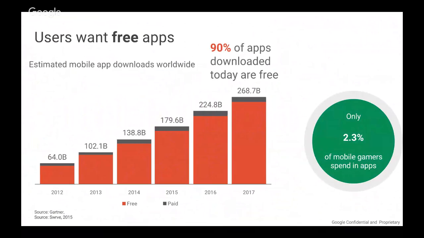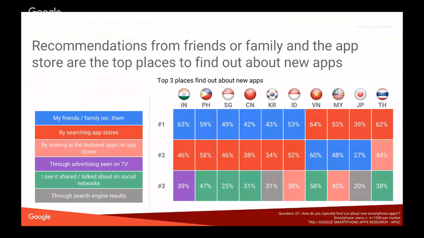And what about users? Users want free apps. 90% of the apps downloaded from the App Store today are free. And only 2.3% of all mobile gamers want to spend money in apps. So how are people finding your apps? Recommendation from friends and family and the App Store are top places that people find out about new apps. Especially, you can see that 49% of people in Singapore and 53% of people from Malaysia are saying from survey that recommendation from their friends and family, as well as searching the App Store, are the way that they find new apps.